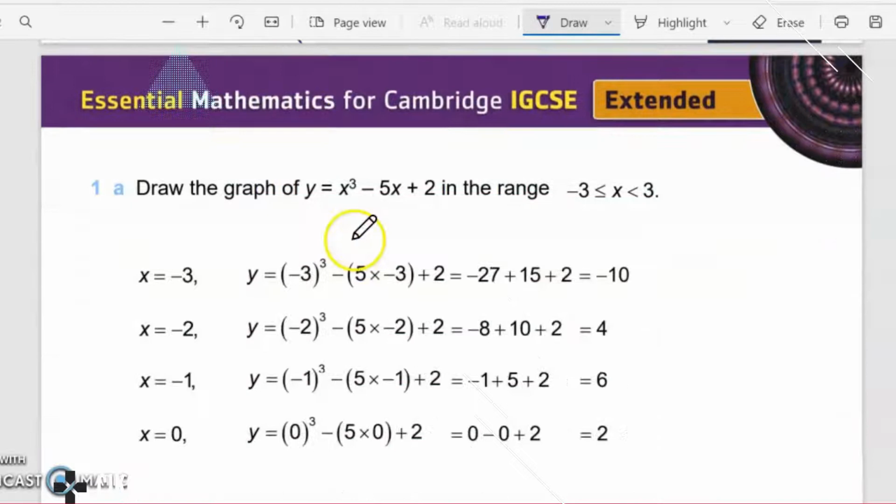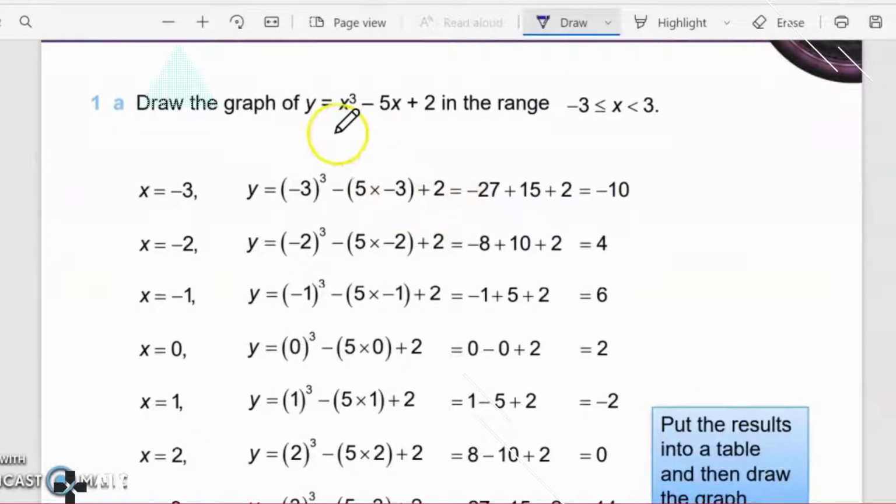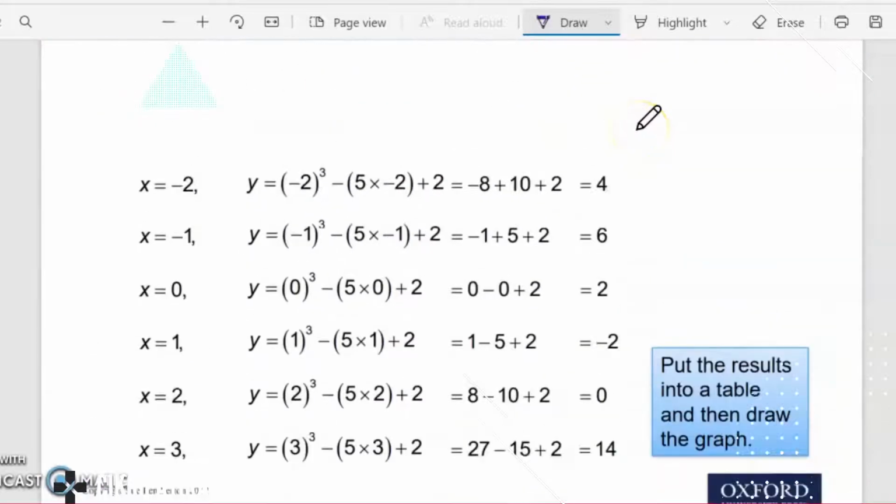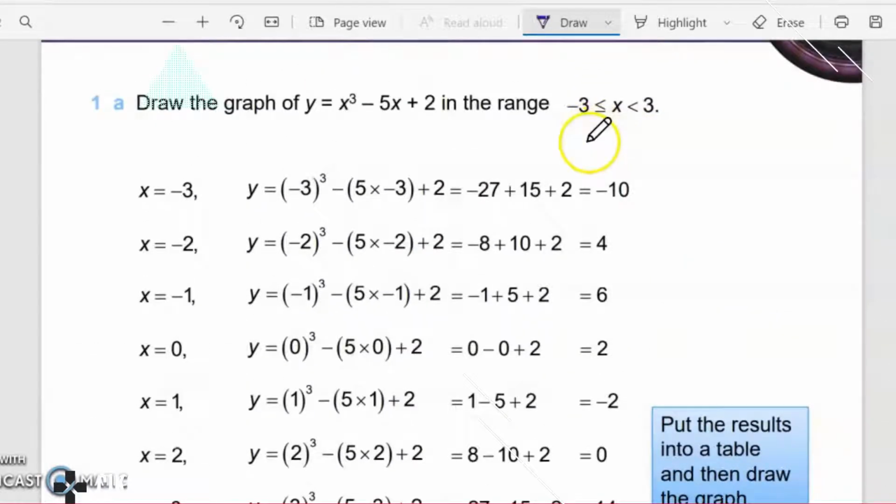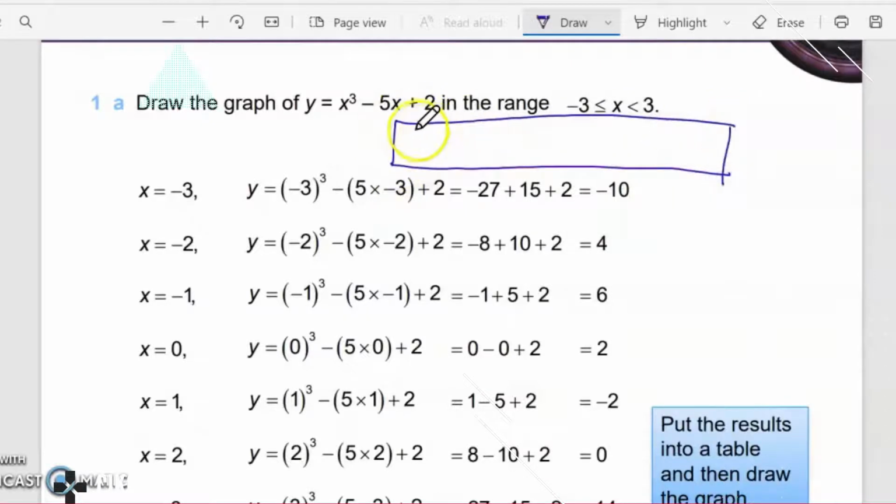So look at the example. Draw the graph y equal to x cubed minus 5x plus 2 in the range of negative 3 until 3. What does it mean by in the range of negative 3 until 3? When you make tables, the table contains values. We will use the value of x, starting with negative 3, then negative 2, then negative 1, then 0, 1, 2 and 3. That is how we draw. We do the table of values.